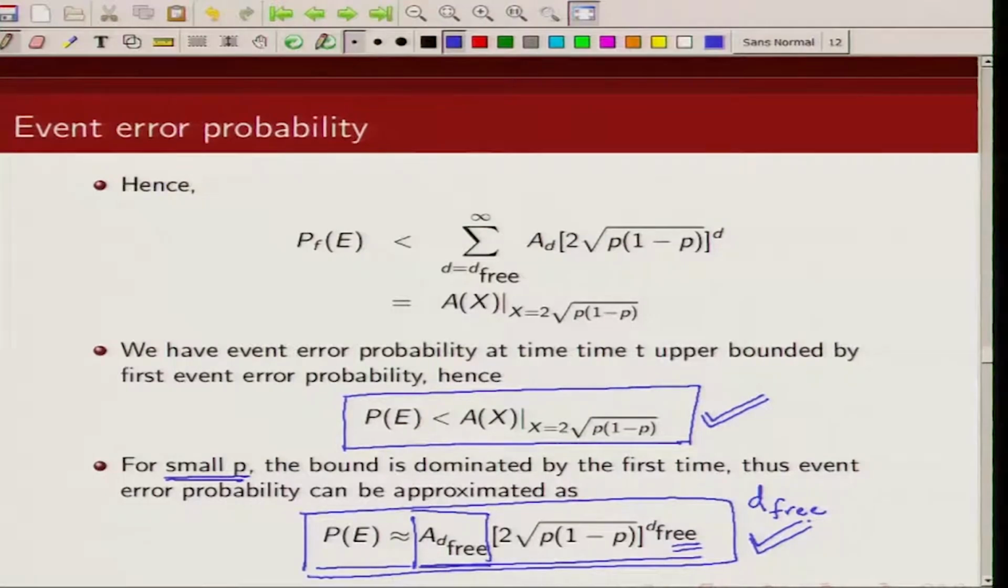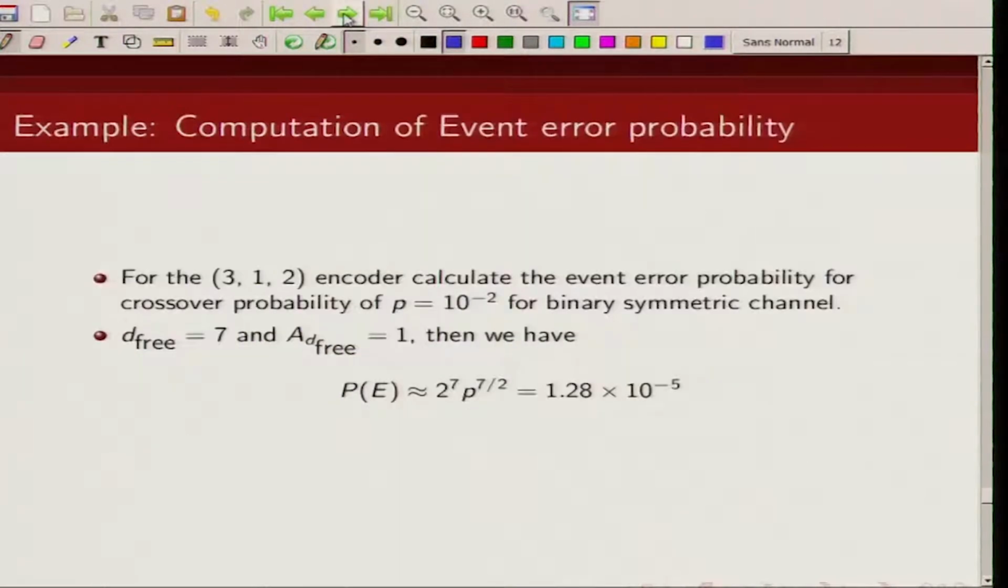Now, what is the free distance of this convolutional code? Again, if you go back, the minimum weight sequence was 7. So, d free for this particular example was 7. So, free distance was 7 and there was only one such sequence of weight 7. So, we plug those values of d free and A d free in the expression for probability of event error, and we get probability of event error to be roughly 1.2 times 10 to the minus 5.